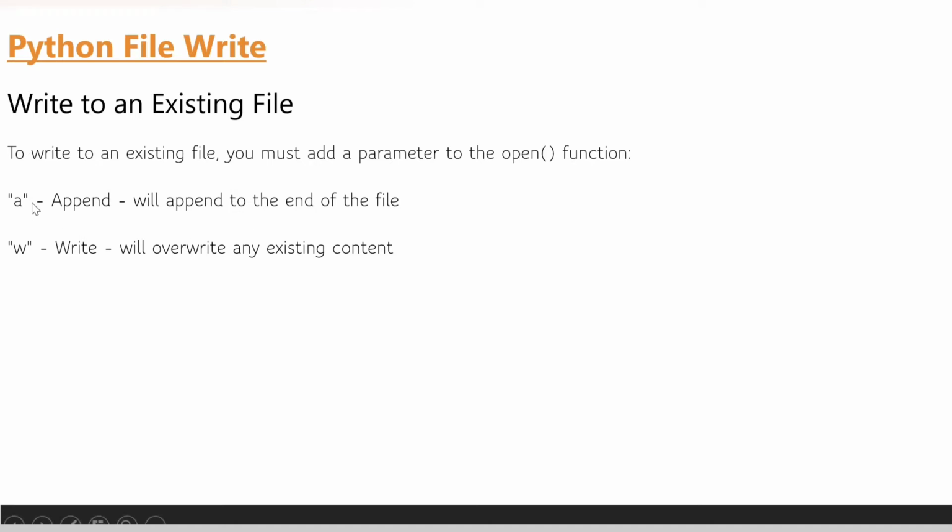The first one is A, which stands for append. It will append to the end of the file. Whatever content is present in the file, it will append to the end of the file. The second mode is W, which stands for write. It will overwrite the existing content. It will not append, but it will overwrite all the content of the existing file and write the new content. So let's see in a demo how we can make use of these two modes.